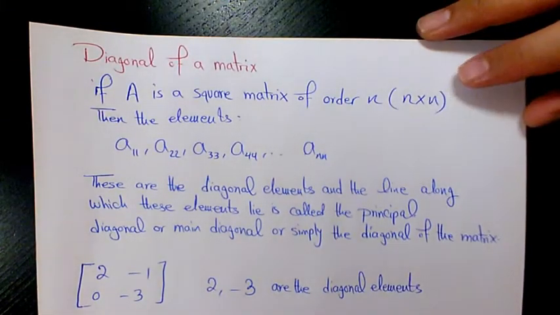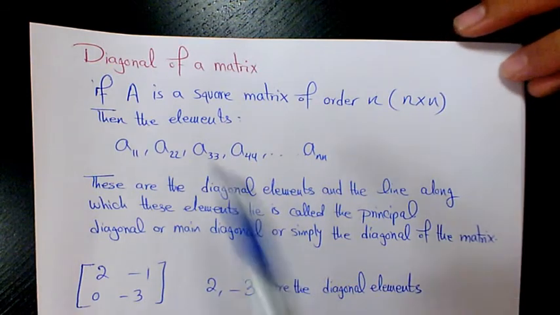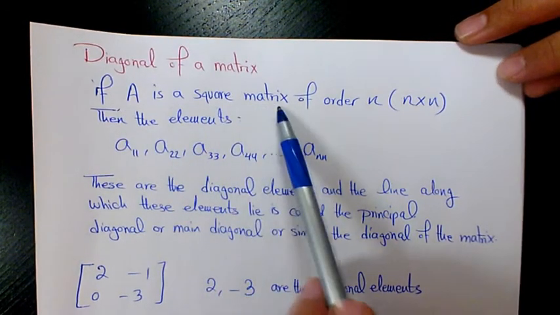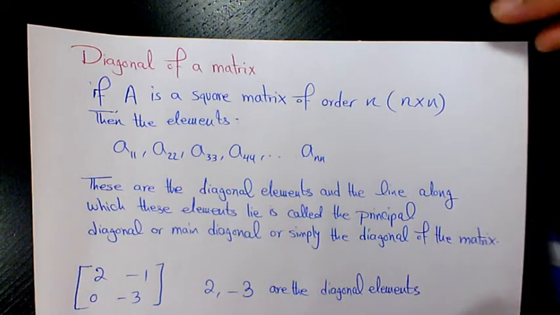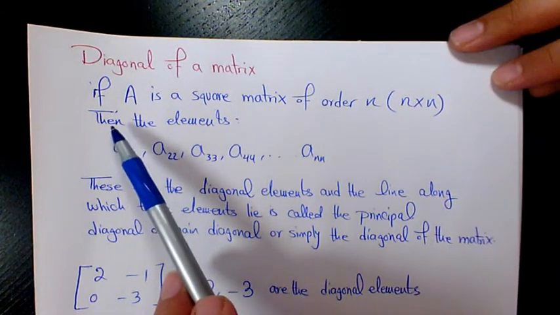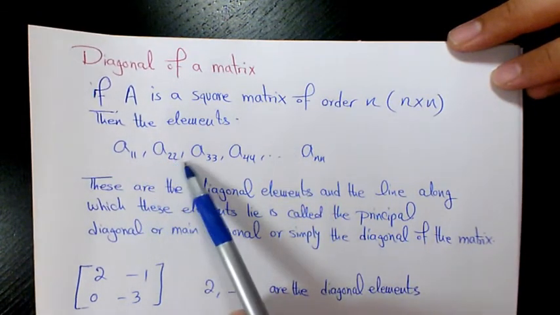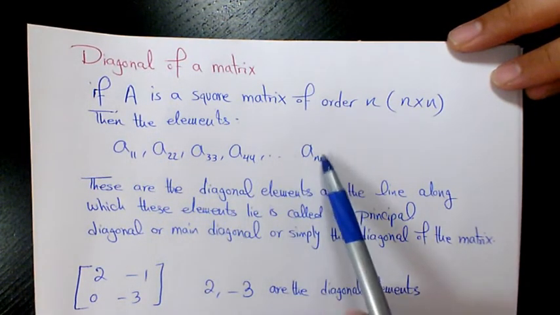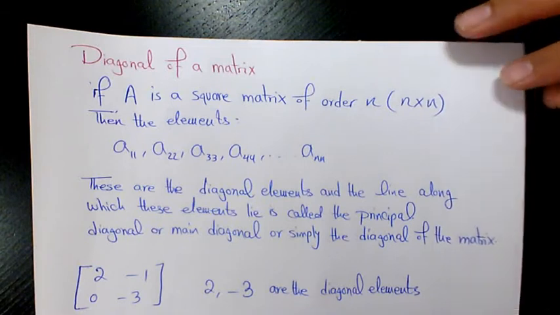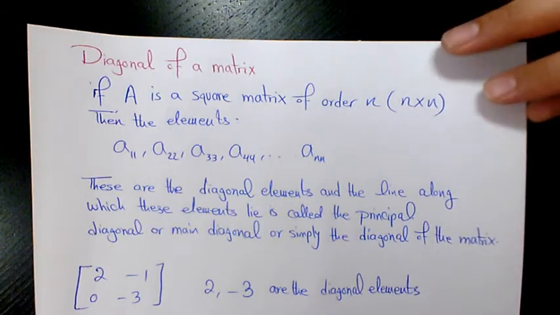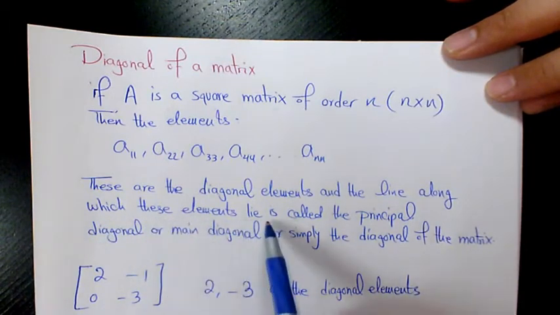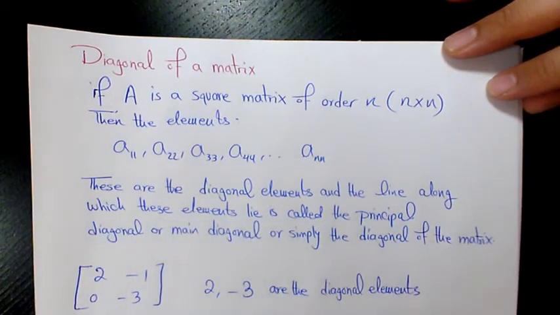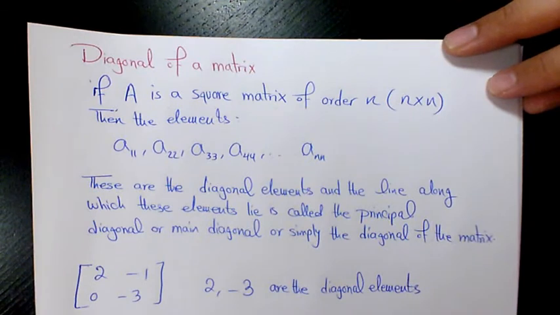Next topic is the diagonal of a matrix. If A is a square matrix of order n, it means that it is n by n: the number of rows is n, and the number of columns is n as well. Then the elements A11, A22, A33, and so on all the way to Ann are called the diagonal elements. And the line along which these elements lie is called the principal diagonal or main diagonal, or simply the diagonal of the matrix.